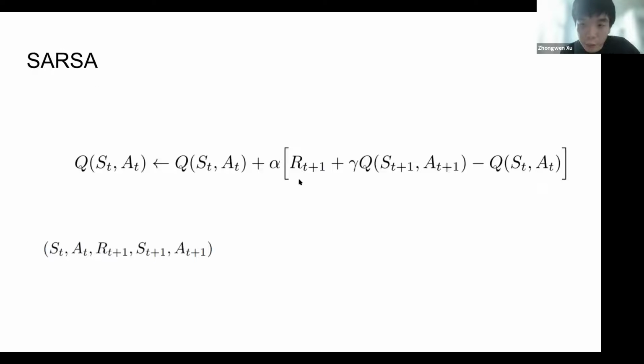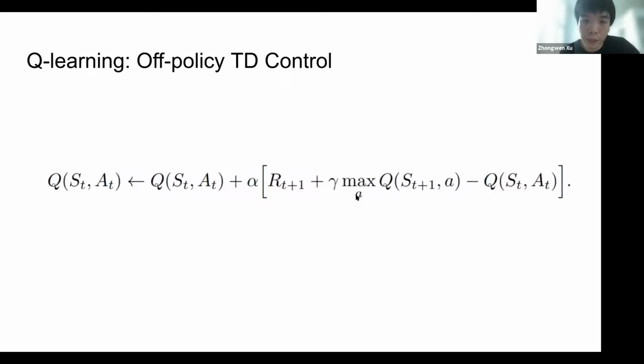Let's check the SARSA equation again. Instead of using the exact action from the next time step as the bootstrapping Q value, Q-learning uses another one, which is the maximum of the Q values among all of the actions. So it's not taking the action that actually happened. It's using the one with the maximum Q value.